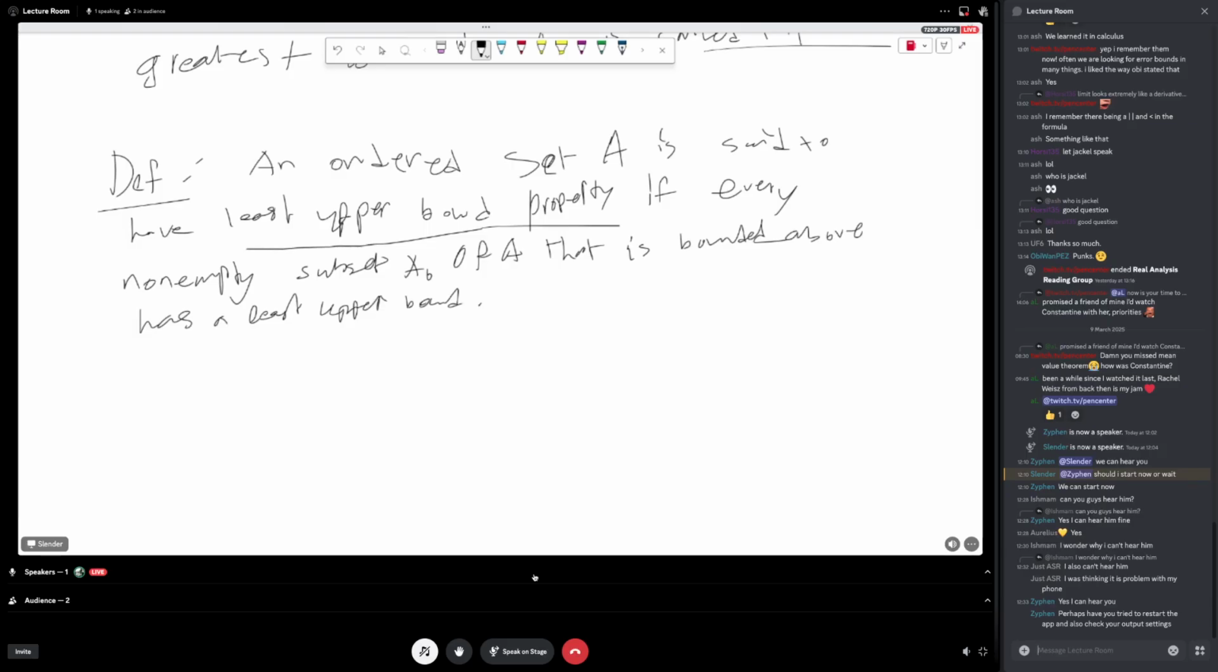Similarly, it has the greatest lower bound property if it has a greatest lower bound.